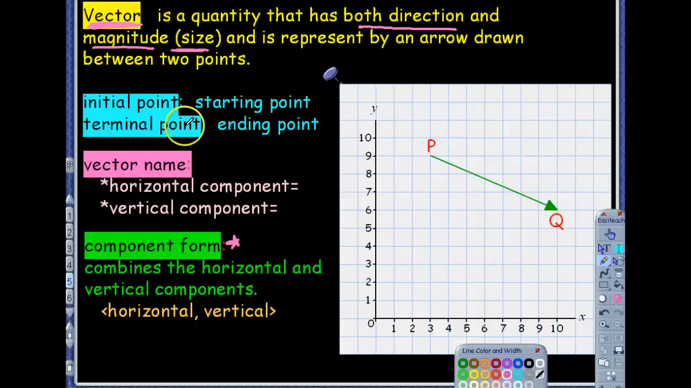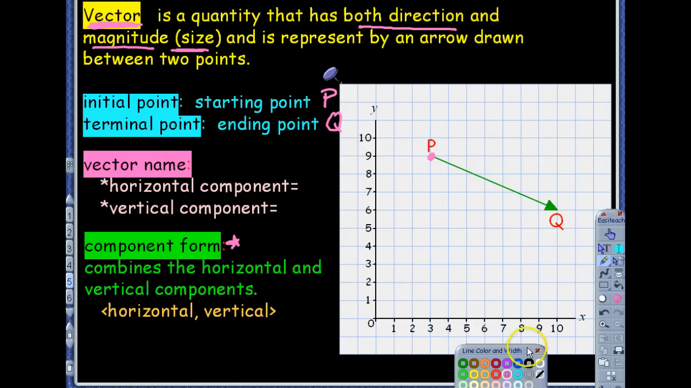All right. So here's the deal. Every vector is going to have an initial point, which is your starting point, and a terminal point, which is the ending point. So for this vector, the starting point would be point P, and the terminal or ending point would be point Q. Notice that it's not a ray. It doesn't go through point Q. It ends at point Q. It just tells you which direction to be going, where you're starting and ending, and by how much, basically.